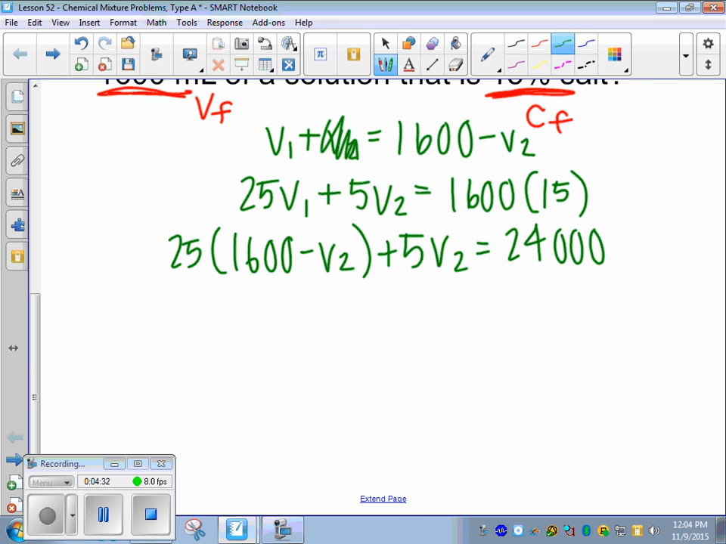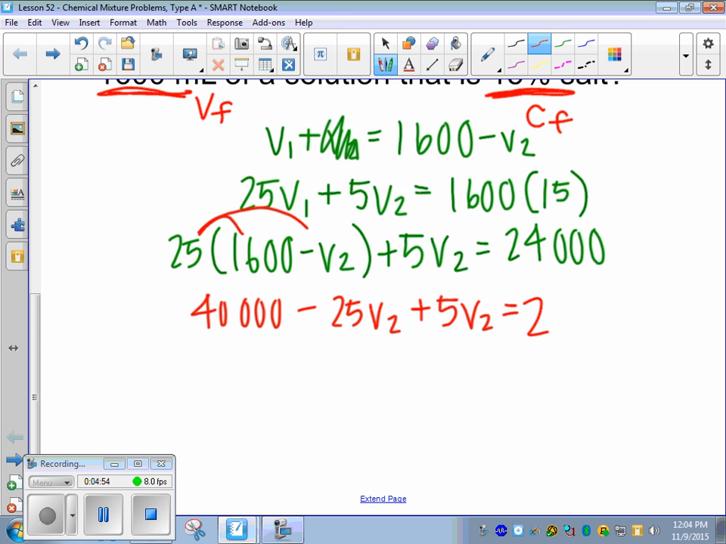These ones are going to give us really big numbers. Now I have this 25, and then I have the parentheses. You have to make sure we distribute here, so the 25 has to be multiplied to both pieces. This gives me 40,000 minus 25V2 plus 5V2 equals 2,400, and then I just combine like terms and solve.